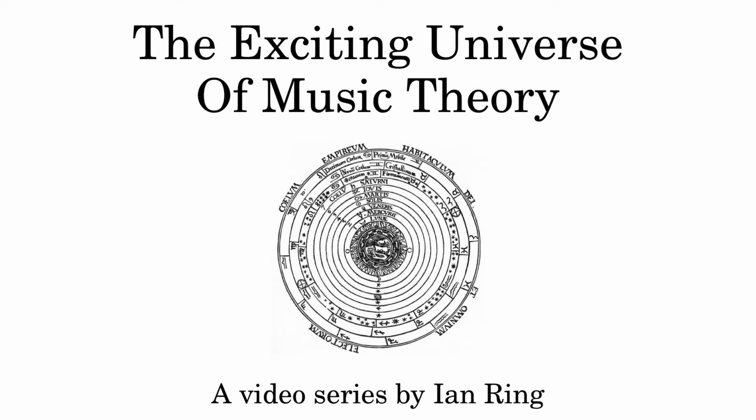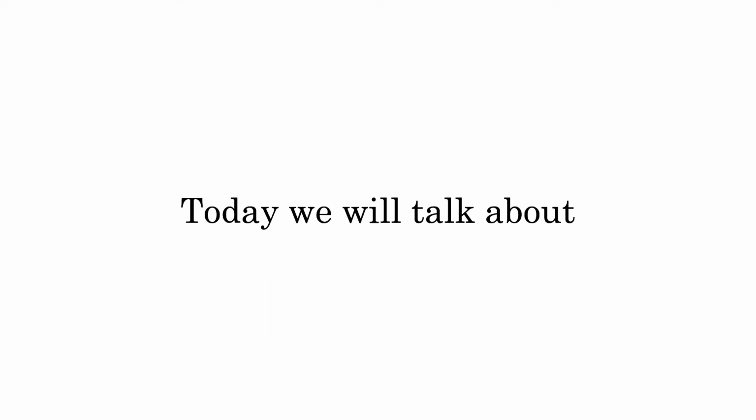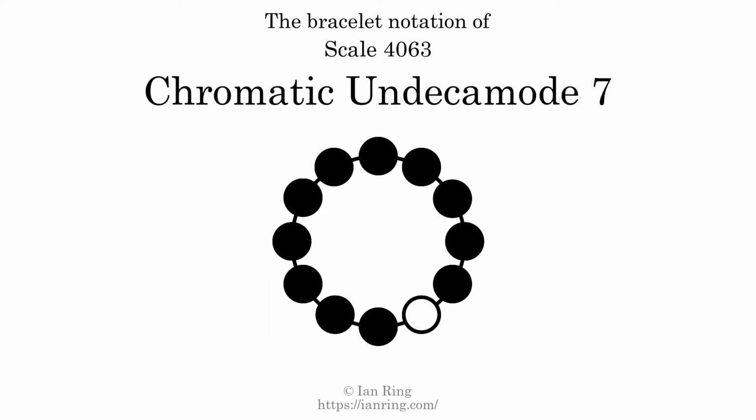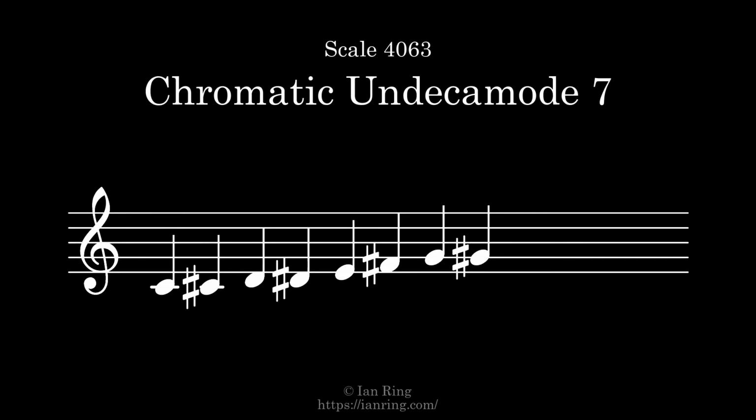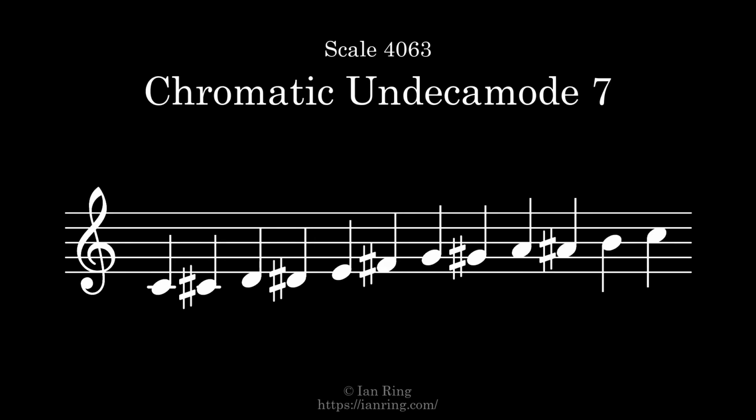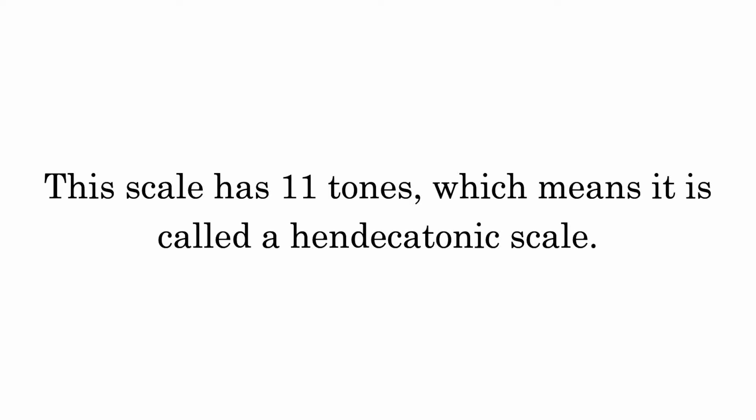Welcome to the exciting universe of music theory. Are you ready to learn? Then let's begin. Today we will talk about Scale 4063, Chromatic Undecamode 7, which sounds like this. This scale has 11 tones, which means it is called a hendecatonic scale.